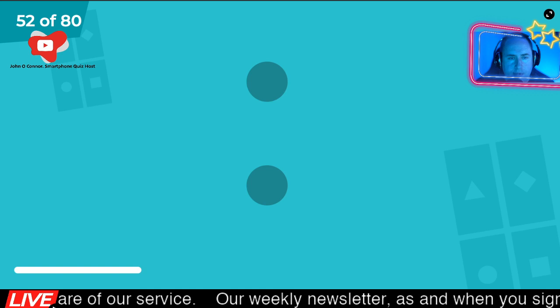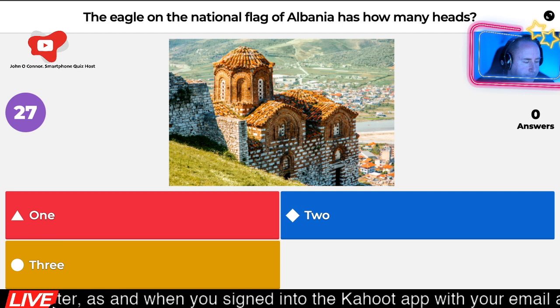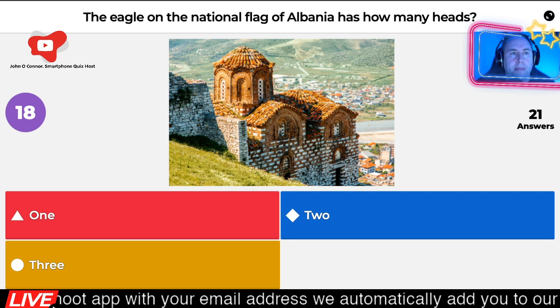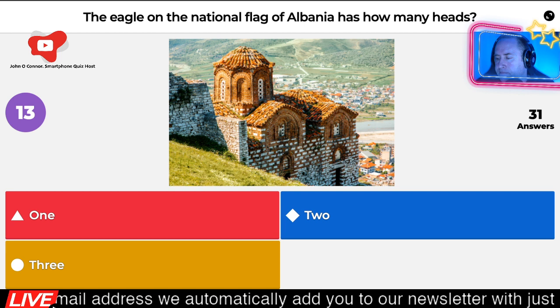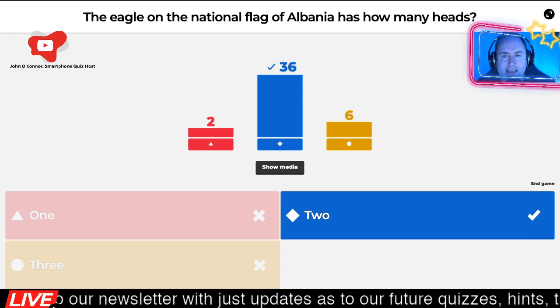Here is the next question. The eagle on the national flag of Albania has how many heads? One, two, or three? Correct answer, it has two heads. 36. Well done.